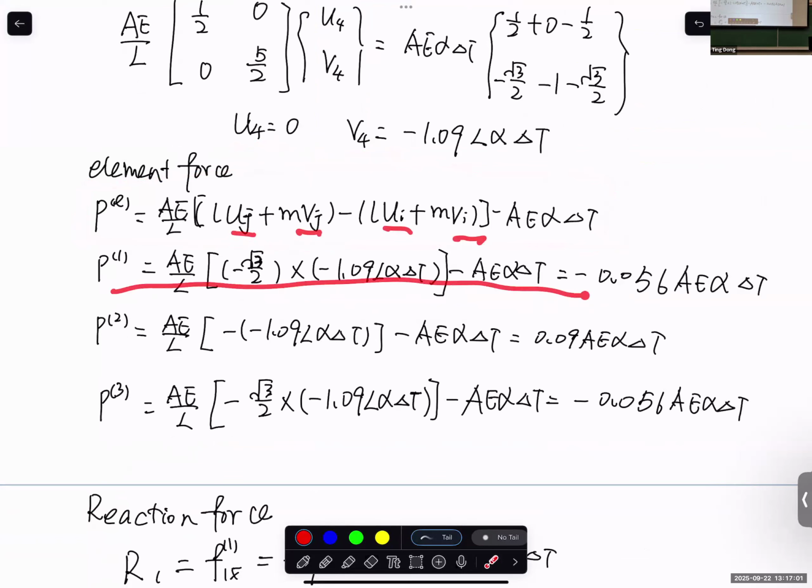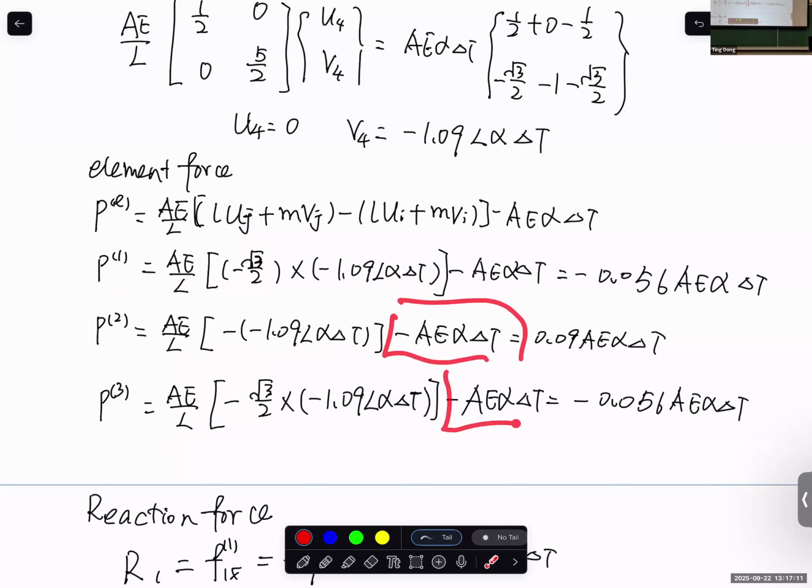You have element force, element force, element force for 3 elements. And of course, in the example problem I did in class, only the first element had a temperature change, and the second and third elements had no temperature change, so we didn't have these two terms. But here we have temperature change for all three elements, so don't forget this part.